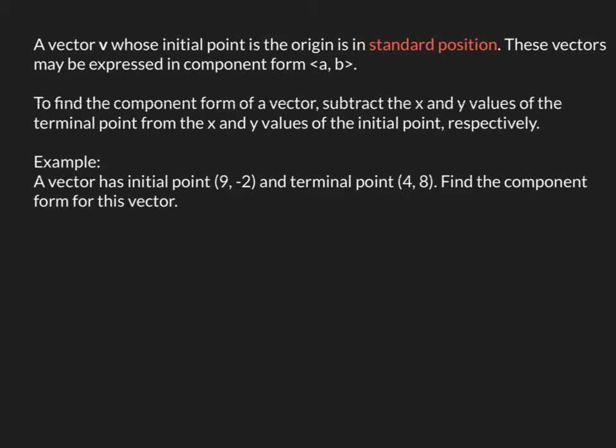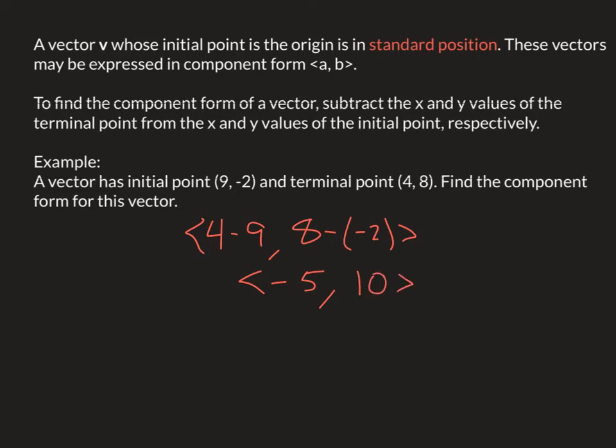So as an example, if we have an initial point of 9, -2 and a terminal point of 4, 8, what's the component form for the vector? So what we're going to do is subtract our x's. We'll take the terminal minus the initial, so 4 minus 9, and then we'll do the same thing for the y values, 8 minus -2. And so the component form is <-5, 10>.